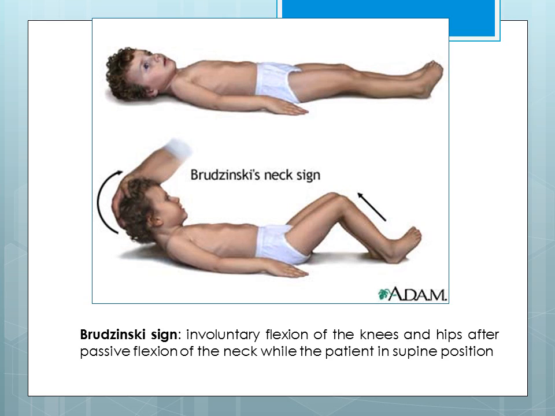Brudzinski's sign is performed with the patient in supine position. To elicit this maneuver, the examiner keeps one hand behind the patient's head and the other one on the patient's chest in order to prevent the patient from rising. Reflex flexion of the patient's hips and knees, after passive flexion of the neck, constitutes a positive Brudzinski's sign. Video on how to perform Brudzinski's sign is shown here.